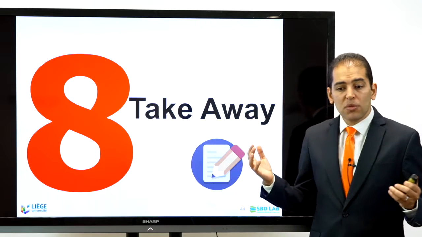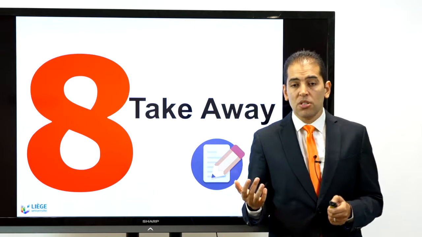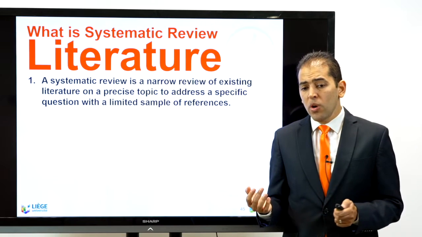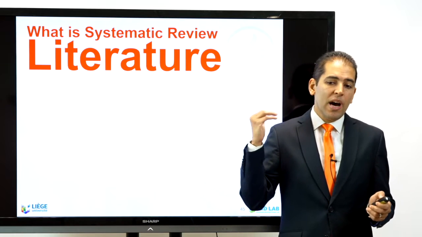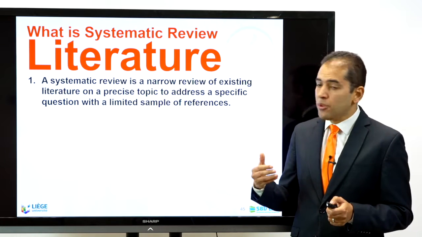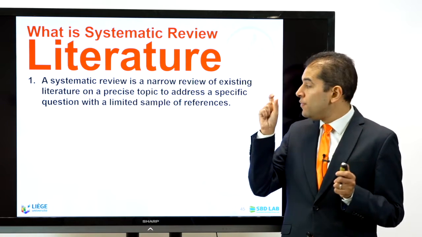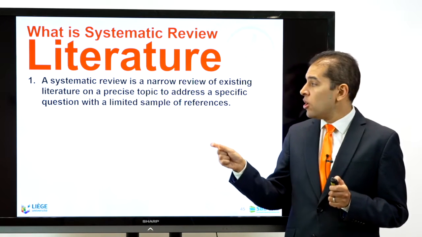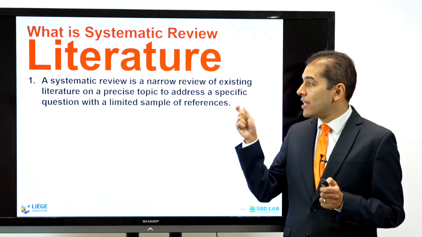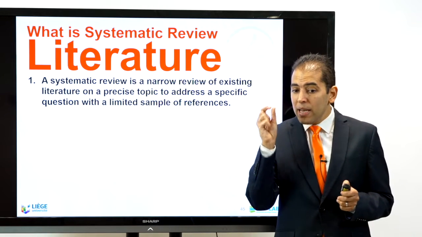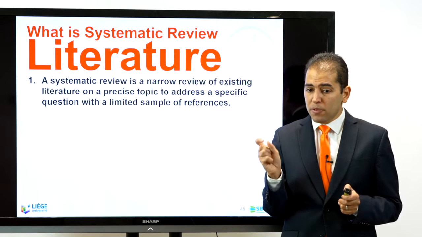I'm coming to the end of today's presentation. I have some takeaway messages for you before I leave you. Well, what is a systematic literature review? I tried to explain it today. I hope you know that a systematic literature review is a narrow review of existing literature on a very precise topic to address a specific research question with a limited sample of references.